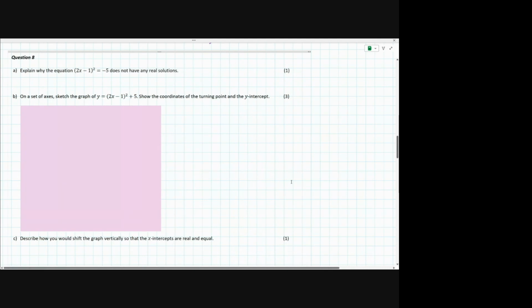So question 8a says, explain why the equation (2x − 1)² = −5 does not have any real solution. So I want you to just look at this for a second. You can give me an answer if you want, but I want you to try and explain to me why this expression, so the bracket squared, does not have any real solutions in terms of −5. So why does the bracket squared not equal −5? That's essentially what this question is asking you. So have a think. Like I say, if you think you have an answer, raise your hand, put in the chat, whatever you want. I'm going to give you 1 minute to think about it, and then we'll chat about why it potentially doesn't, unless someone gives an answer.